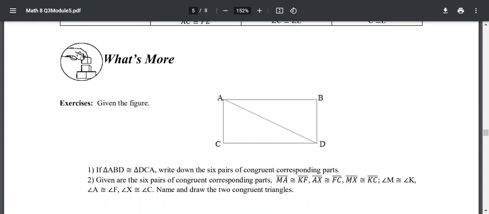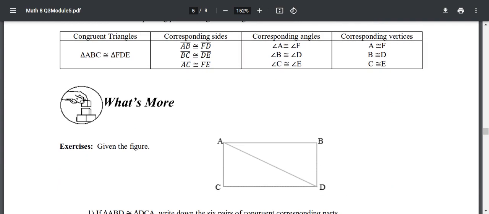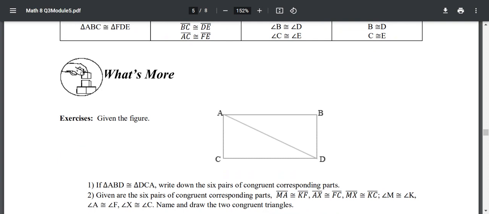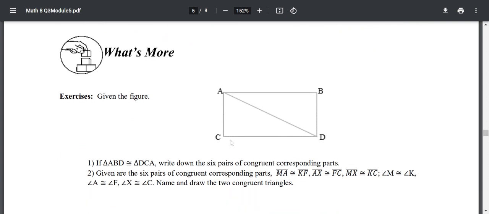So you have here again, what's more, practice activity. Given the figure, we have two triangles, ABD and ACD. Write down the 6 pairs of congruent corresponding parts. Same as what we did here, the corresponding sides or corresponding angles that are congruent. So which ones are congruent?